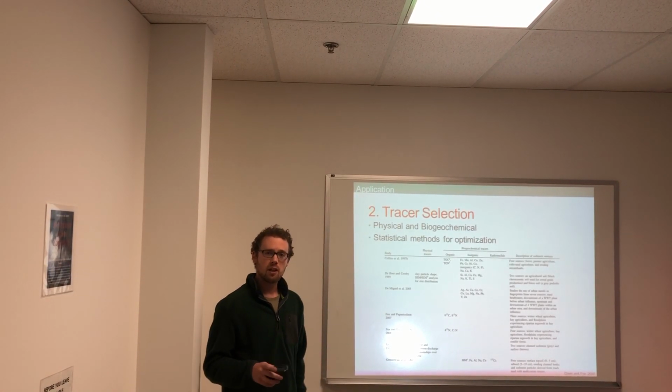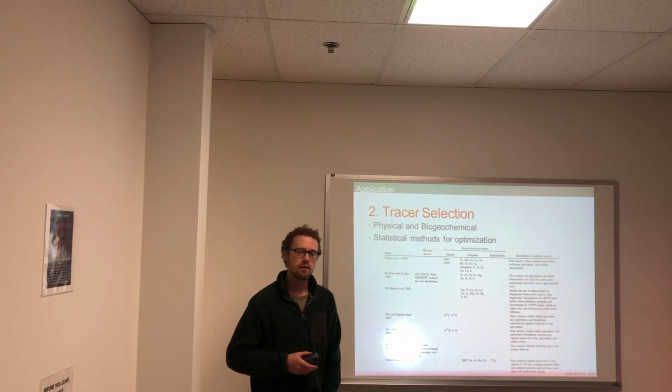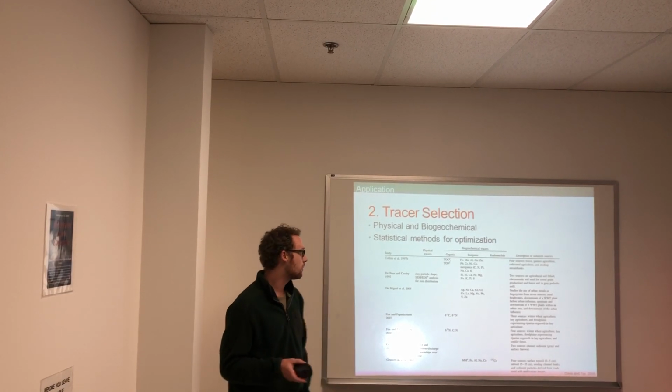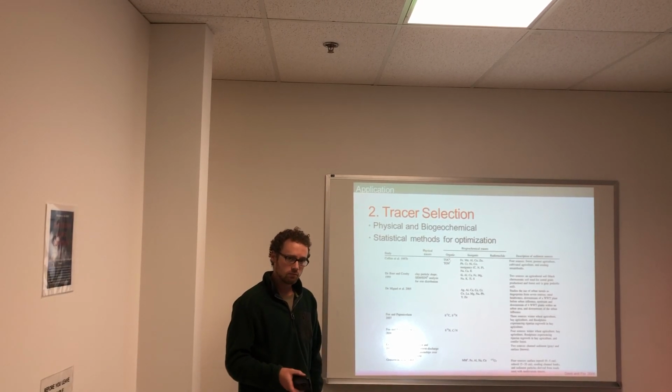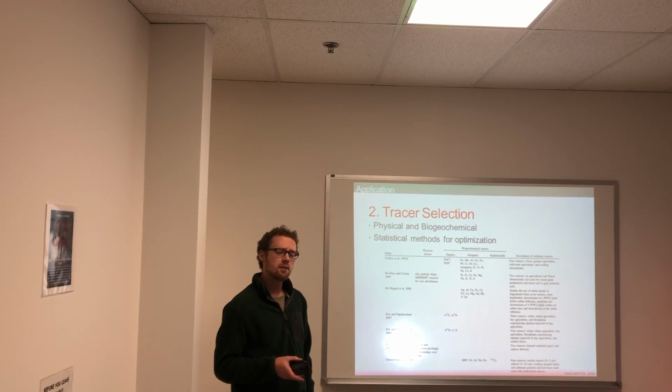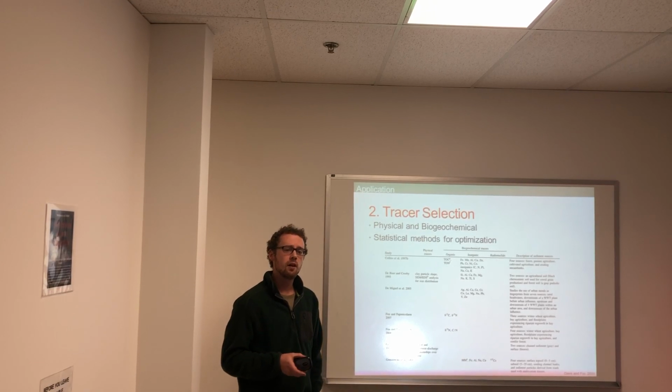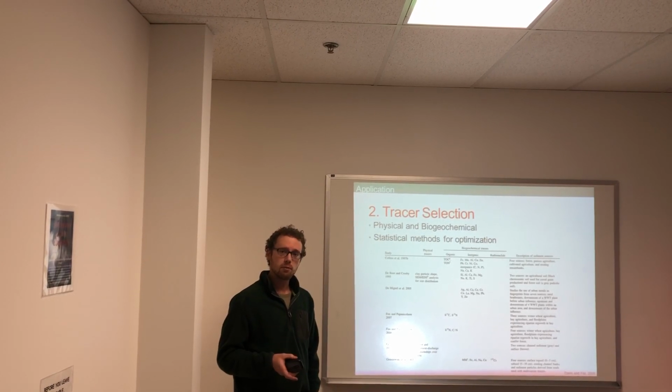Once you've identified potential sources, the next step is to identify which tracers you're going to use. Now, tracers can fall into two main categories, physical or biogeochemical. Some examples of physical tracers include sediment particle shape or size distribution or color.